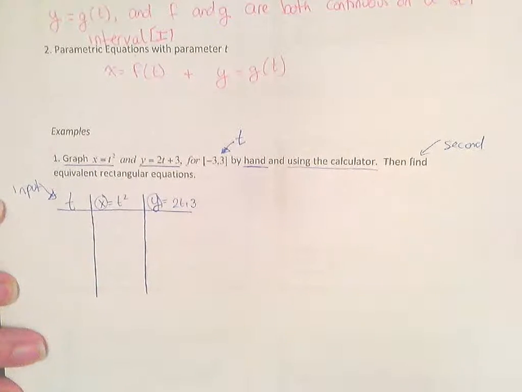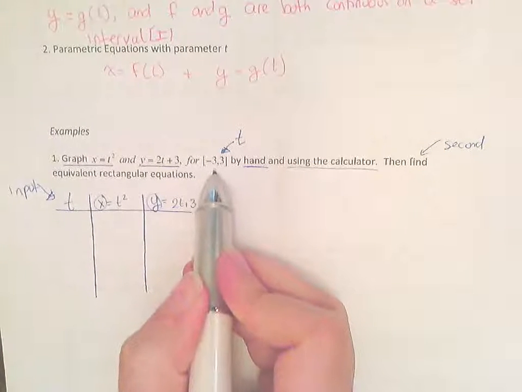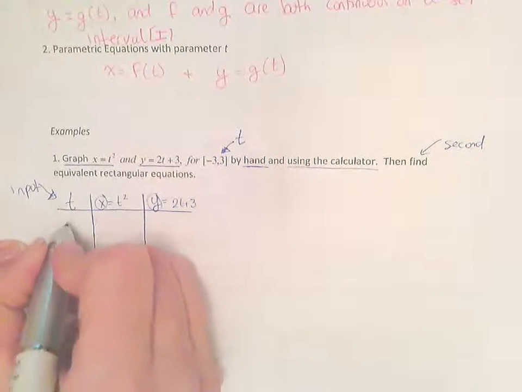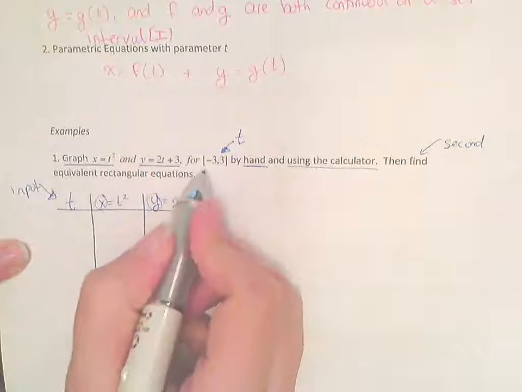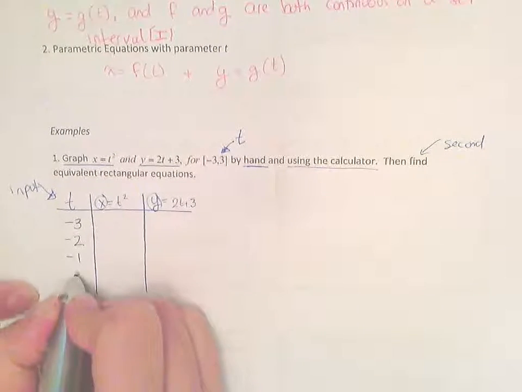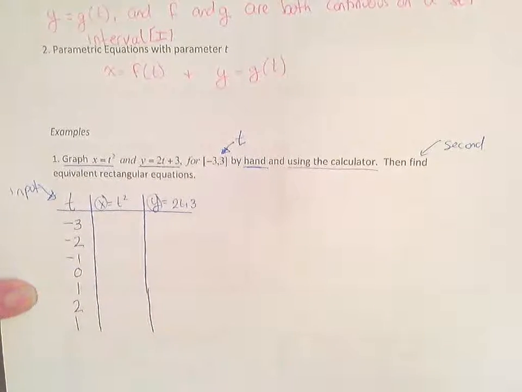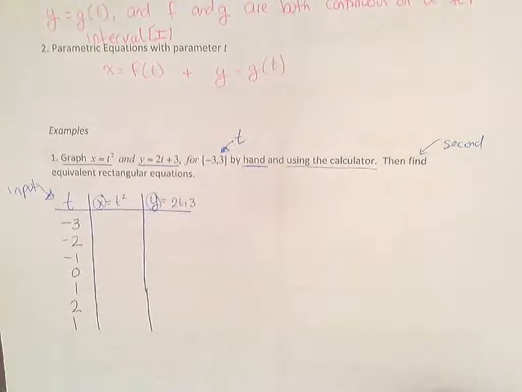Alright, so t is our input, and they gave us an interval for t. They told us that t has to be between negative 3 and 3. So that means that I'm only going to input values within that interval. So negative 3, negative 2, negative 1, 0, 1, 2, 3. And therefore I'm going to find my x's and my y's. So let's plug it in.